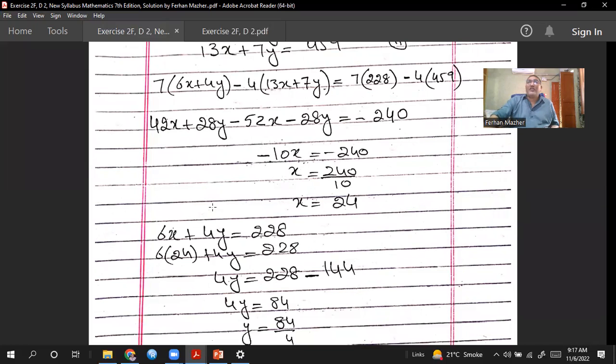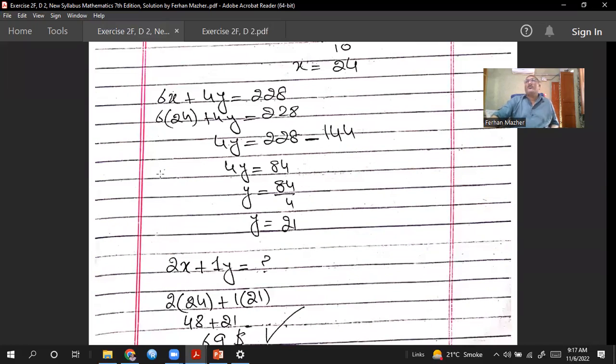So now you have the value of x. I will use the first equation, 6x plus 4y equals 228. So 6 into 24 plus 4y equals 228. So 4y is equal to 228 minus 144. 4y will be equal to 84. y will be equal to 84 divided by 4, and y will be 21. So we got the value of x and y.